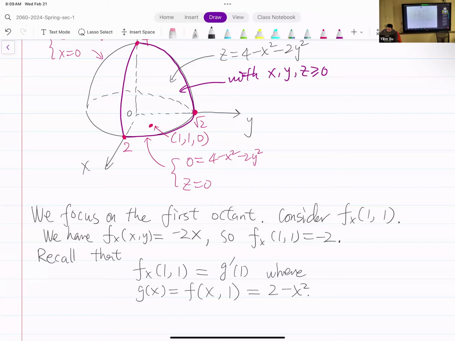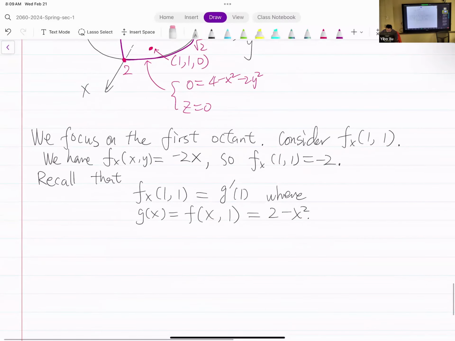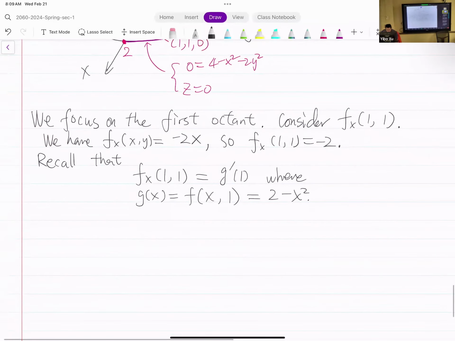Okay, so now thinking about this step. What is this step doing? It's saying I'm fixing y equal to 1. Let's say I'm intersecting the surface that I have at the top with the plane y equal to 1, right? And then g prime is the slope of the tangent for that curve. That's something we're gonna illustrate right beneath.